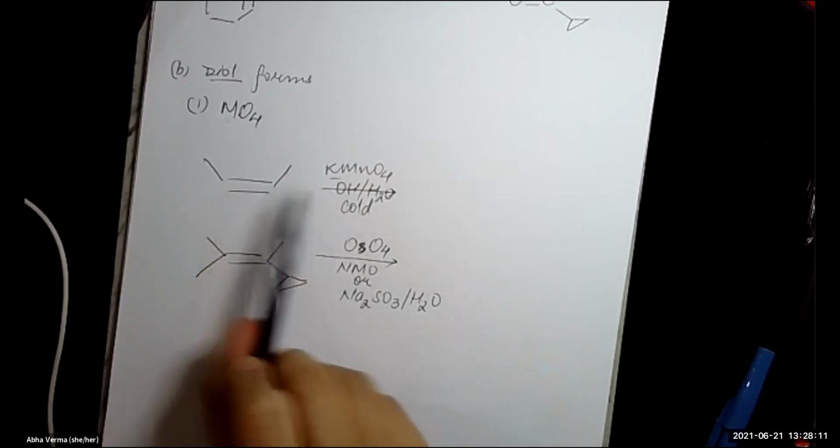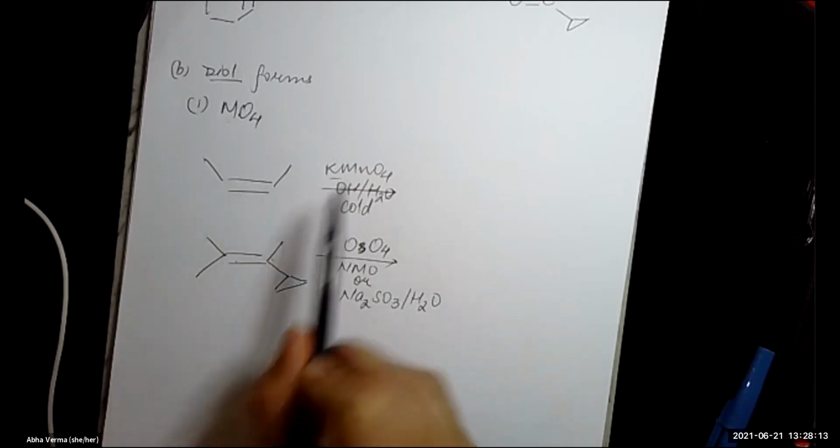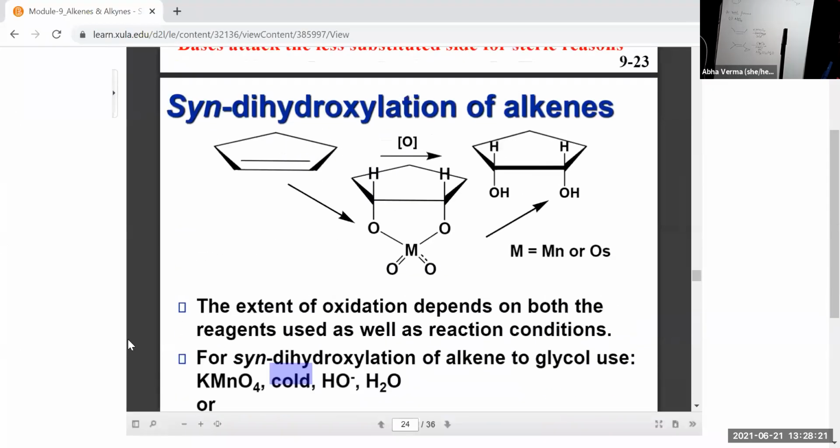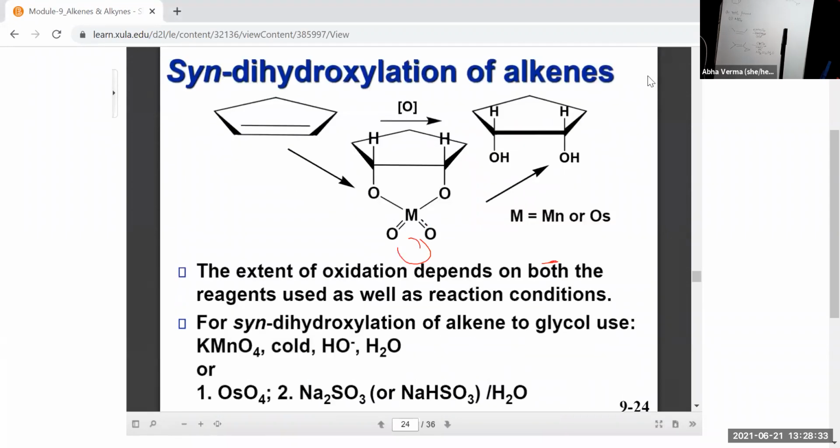So what is it that I'm going to see? With both of these reactions, one of the common intermediates will be this intermediate. In KMnO4, it is Mn. In osmium tetroxide, it is osmium. That is the only difference. But the mechanism is going to be the same. So KMnO4 or osmium, we'll just treat both of them as this M.